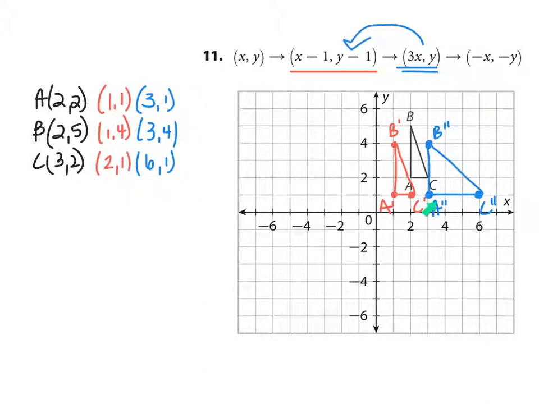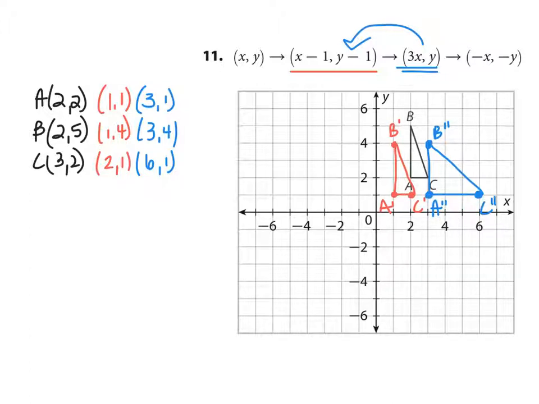Notice on that blue triangle, vertically, this did not change. So the height is still the same. It's just that in the horizontal direction, this is a wider triangle than it was before. Notice, from A prime to C prime was just 1 unit, whereas A double prime to C double prime is 3 units wide.